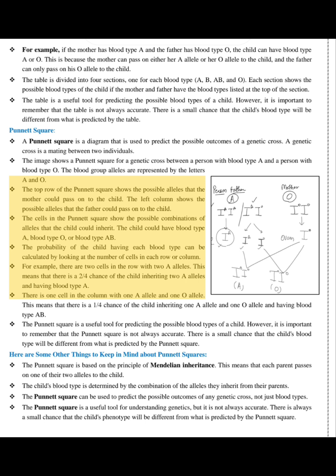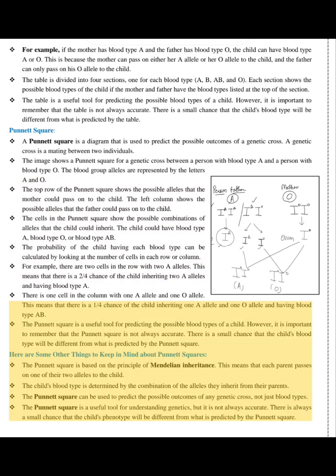The probability of the child having each blood type can be calculated by looking at the number of cells in each row or column. For example, there are 2 cells in the row with 2 A alleles. This means that there is a 2/4 chance of the child inheriting 2 A alleles and having blood type A. There is 1 cell in the column with 1 A allele and 1 O allele. This means that there is a 1/4 chance of the child inheriting 1 A allele and 1 O allele and having blood type AB. The Punnett square is a useful tool for predicting the possible blood types of a child.